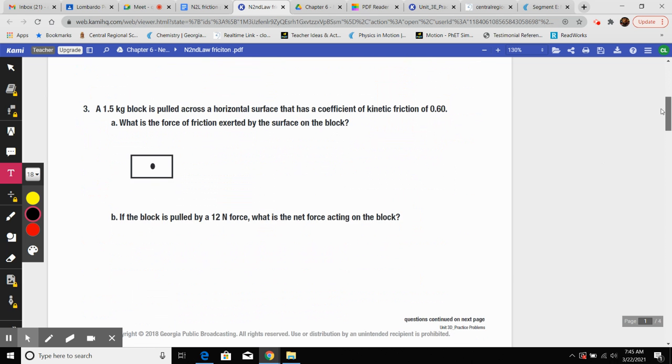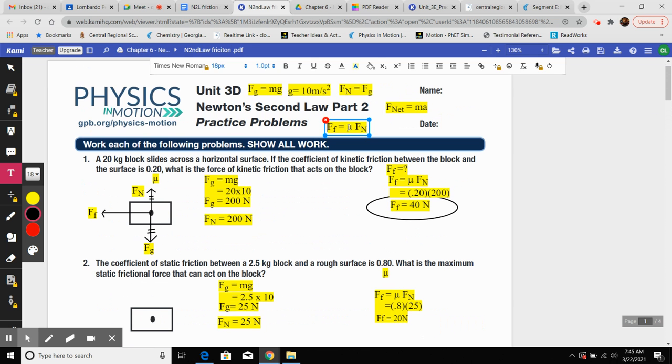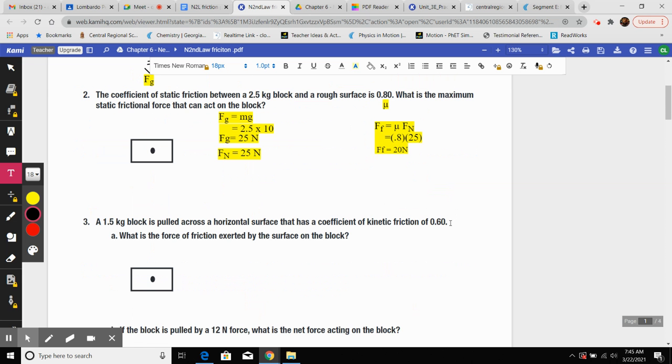So for number 3, let's take a look here. We've got a 1.5 kilogram block being pulled across a horizontal surface that has a coefficient of kinetic friction of 0.6. Now, it's a unitless number, so that one is the only thing that you don't need a unit for. That's that little Greek symbol mu. So actually I'm going to click in here, highlight that piece, Control C, and bring it down. I'm just going to put it right next to it so I know what it is.